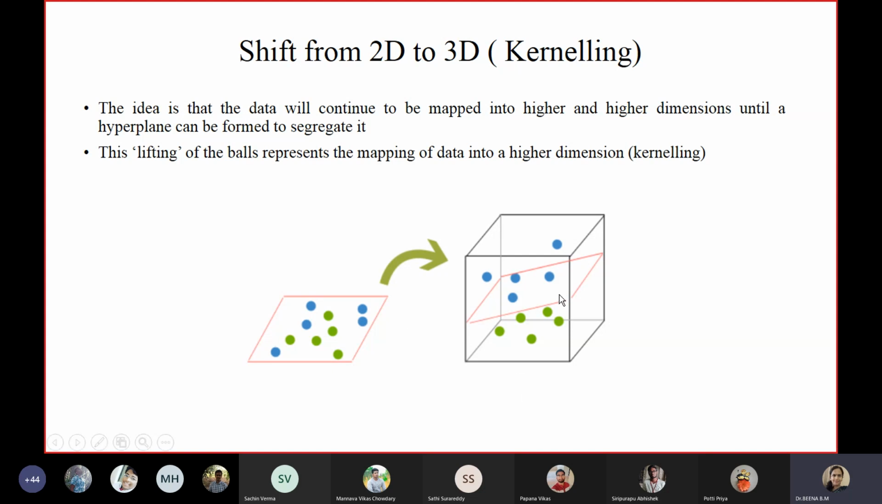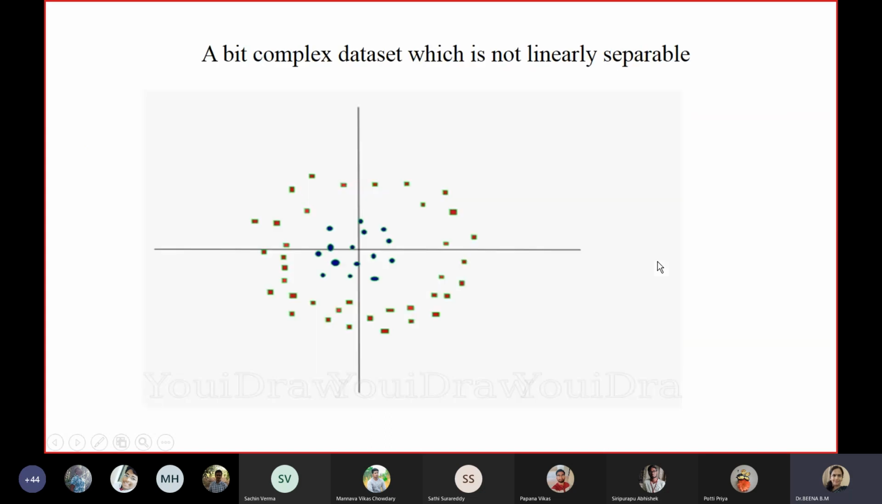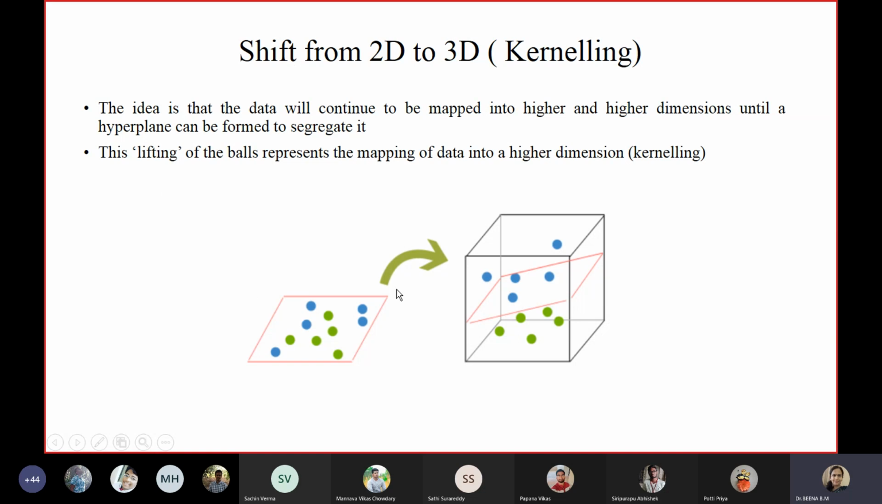So now you can see this is a hyperplane. The data points will be mapped into higher dimensions until we get a proper segregation. The lifting of balls represents the mapping of data into a higher dimension. That process is called kerneling. What is kerneling? Moving from two-dimensional to three-dimensional categorization.